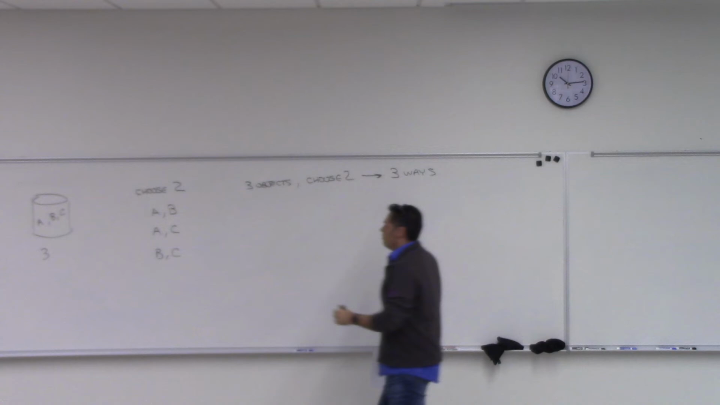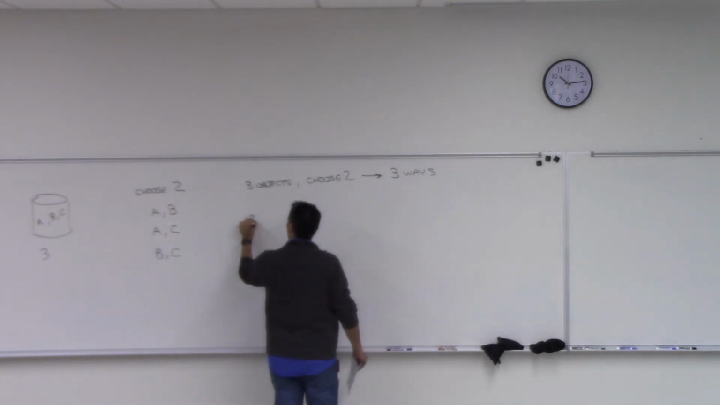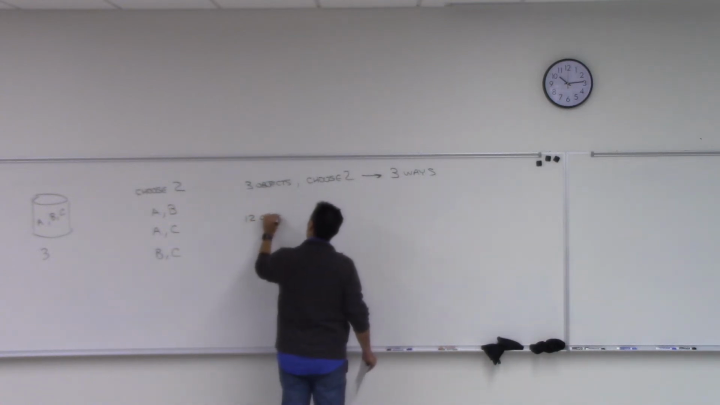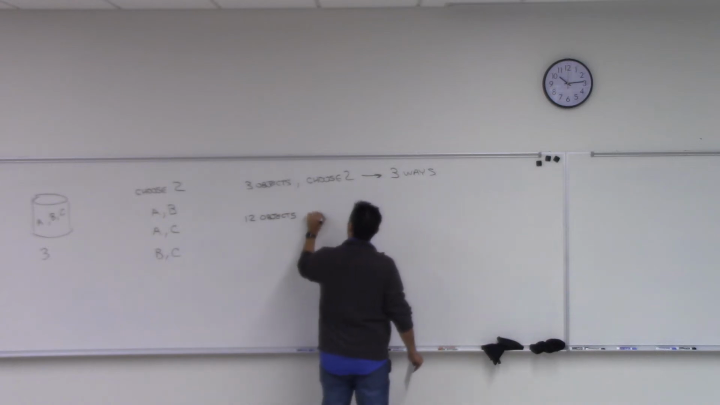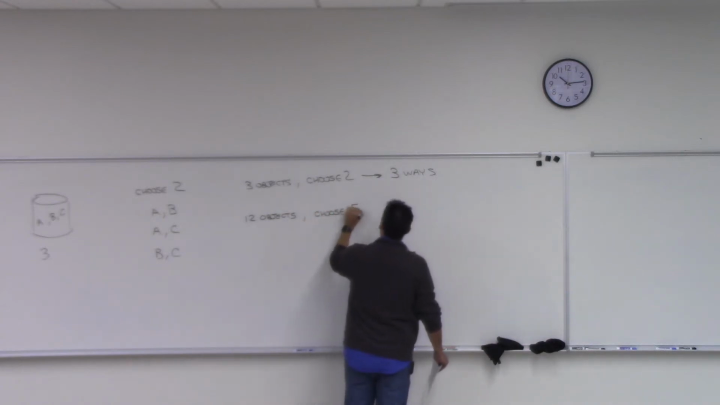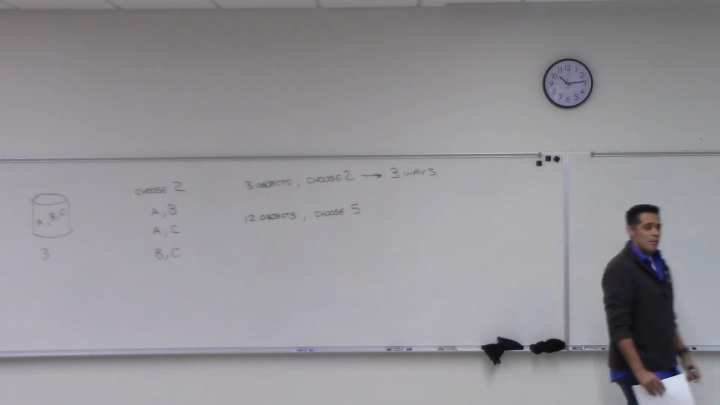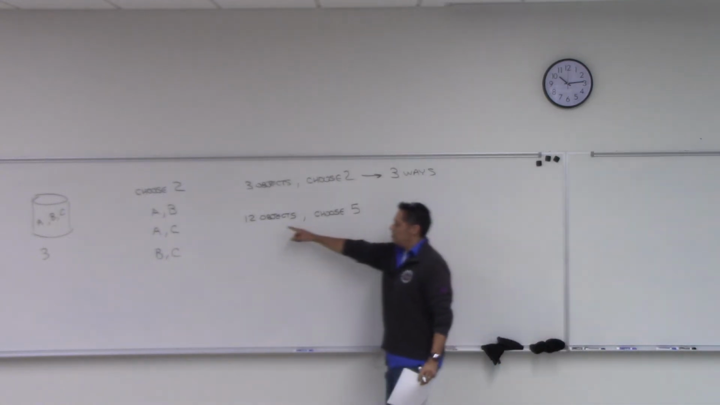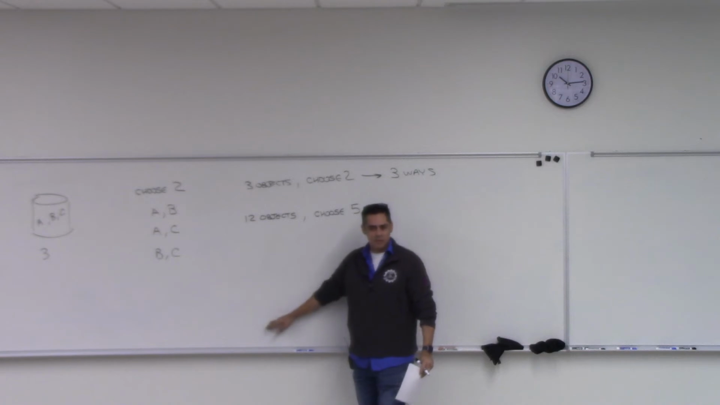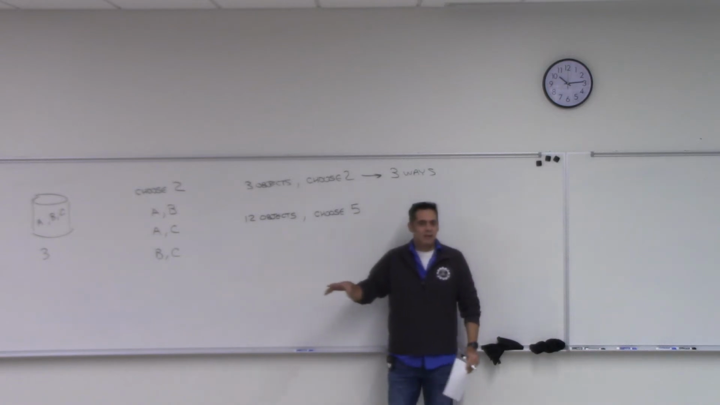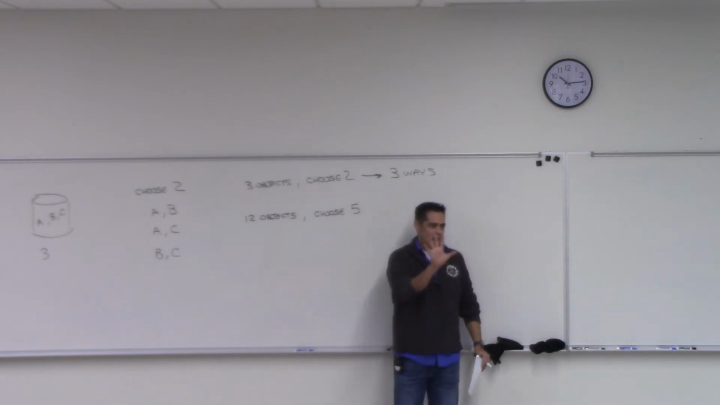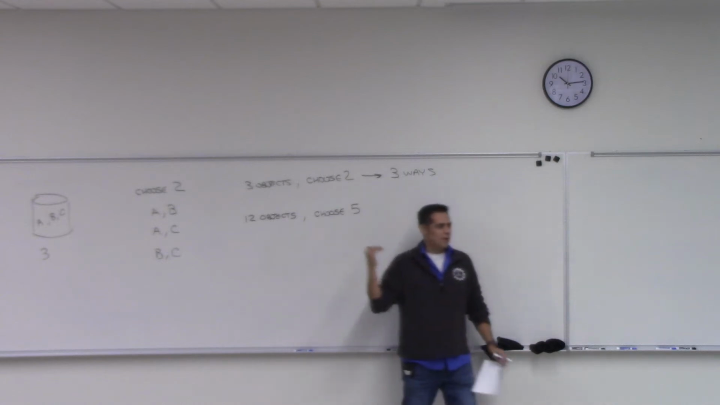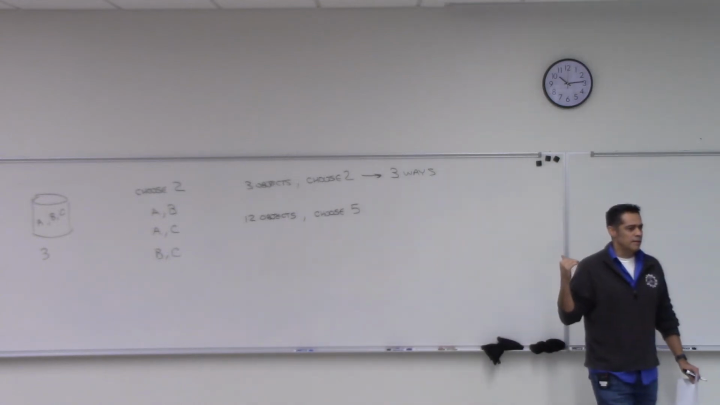Okay, let me change the problem. What if I have 12 objects and I want to choose five? How many ways can that happen? Do you feel like trying to list out all the outcomes there? No, right? But do you understand what you would do? You list out 12 objects, so maybe A, B, C, D, whatever, 12 of them. And then start doing, okay, you could have A, B, C, D, five things, and we'd be here all day, wouldn't we?